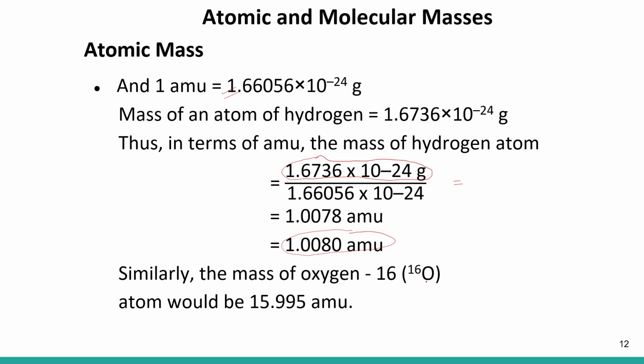Similarly, if you have to calculate the mass of an oxygen atom, you can do the same. You will take the mass of one oxygen atom. For reference, this was the mass which came out. When we divide the mass of the carbon atom by 12, this is the value we get. So this is 1 AMU. Using the unitary method, we divide by 1.66056 times 10 to the power minus 24 gram, and you will get the AMU.